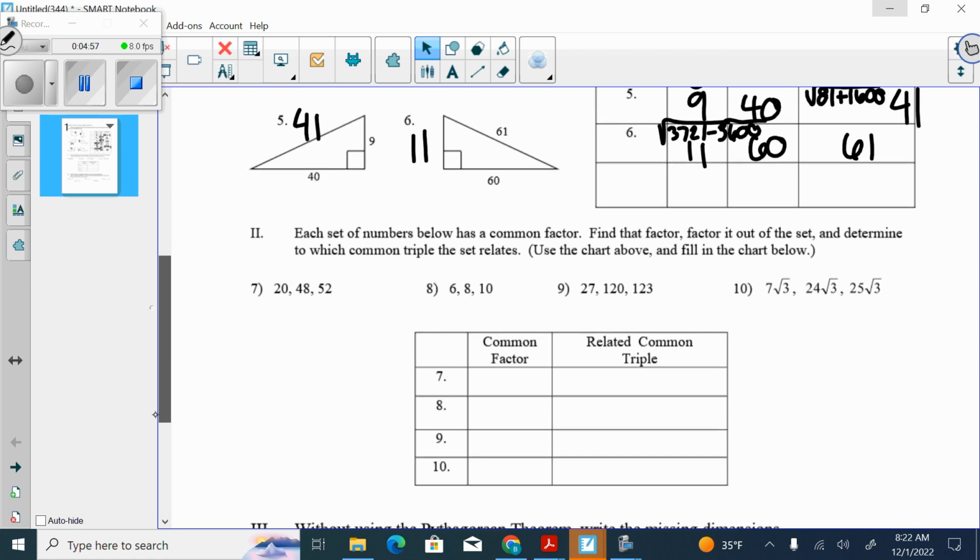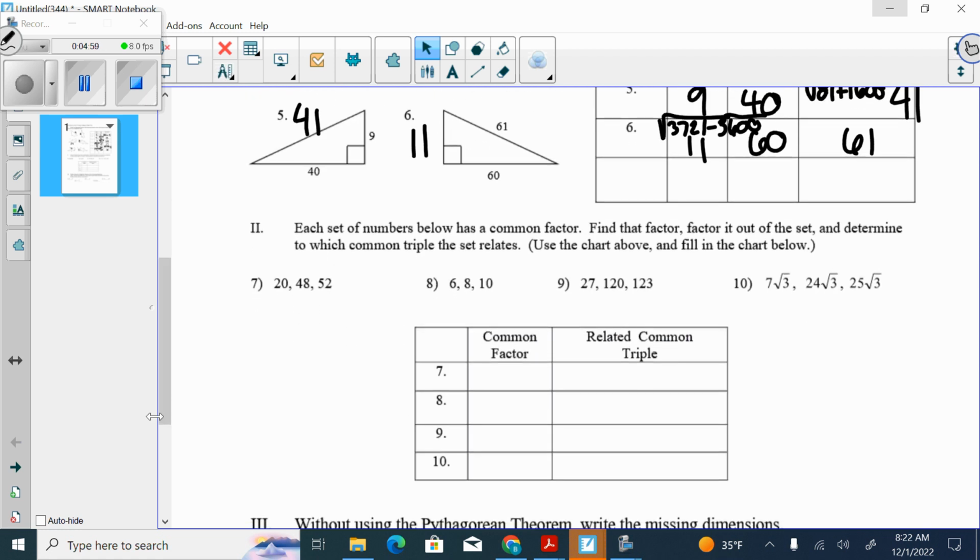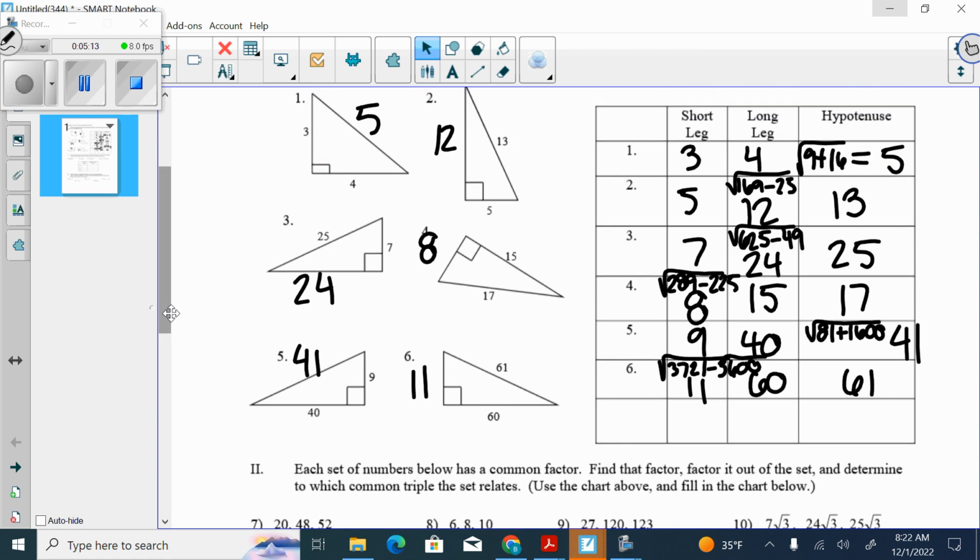All right, so it says each set of numbers below has a common factor. Find that factor, factor it out of the set, and then determine to which common triple the set relates. Use your chart above to help you fill in the blanks. So these are the most common Pythagorean triples. If you have another Pythagorean triple, it's going to be a multiple of one of these. So if you will just memorize these 6, then you won't have to do the Pythagorean theorem every time because it's going to just be a multiple of one of these.